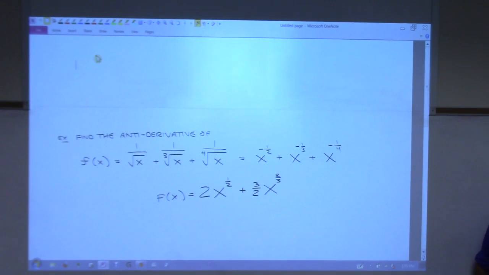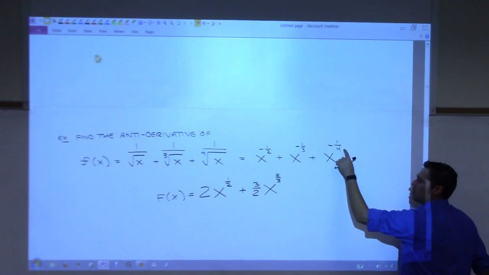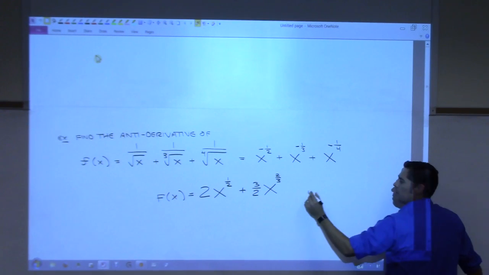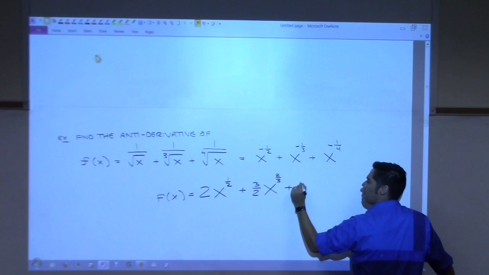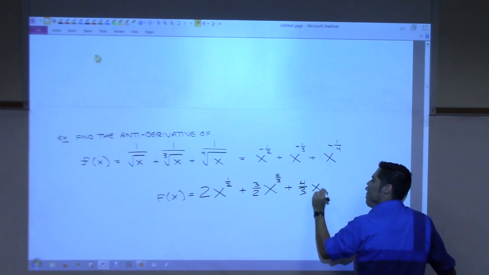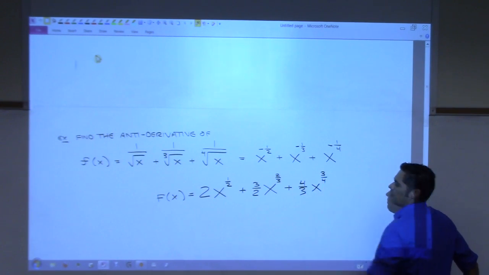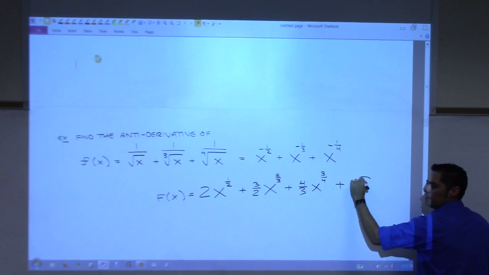Next one. So add 1 to this, you get 3/4. So 4/3, x to the 3/4 plus c.